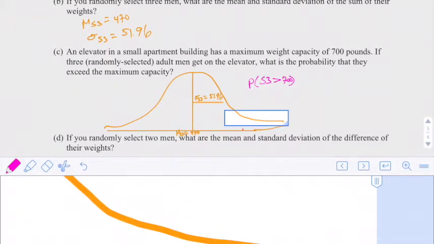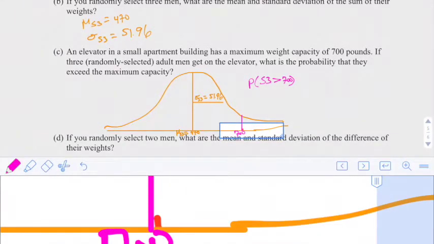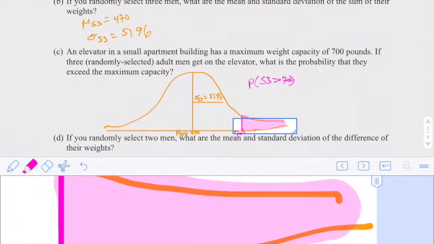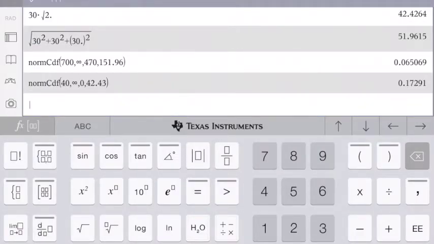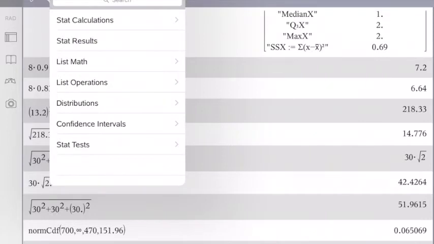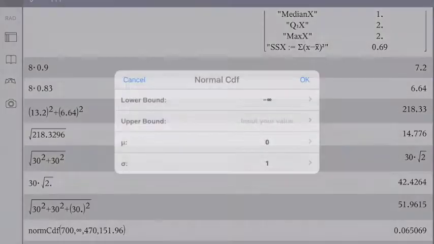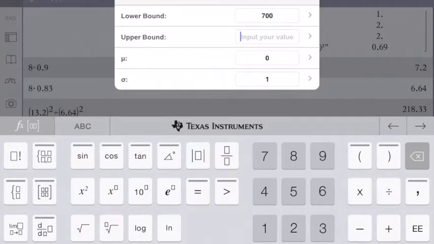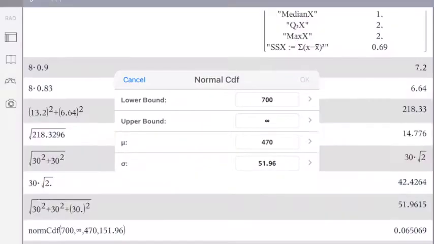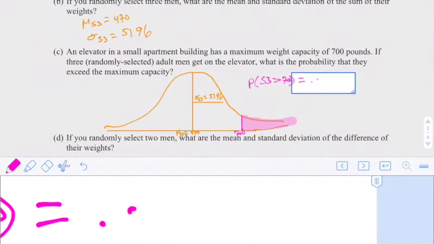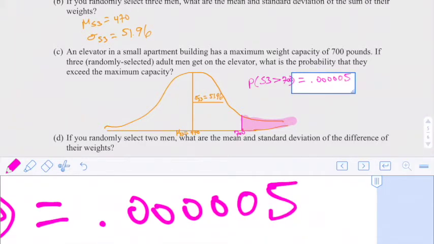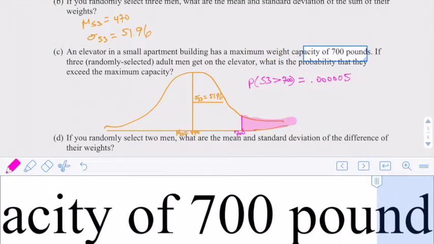So let's assume that that's like here. I'll go through the button pushing for you. Menu, statistics, distributions, normal CDF, from 700 to infinity. Our mean was 470, and our standard deviation was 51.96. So very, very, very small probability that those three men are going to be over 700 pounds.